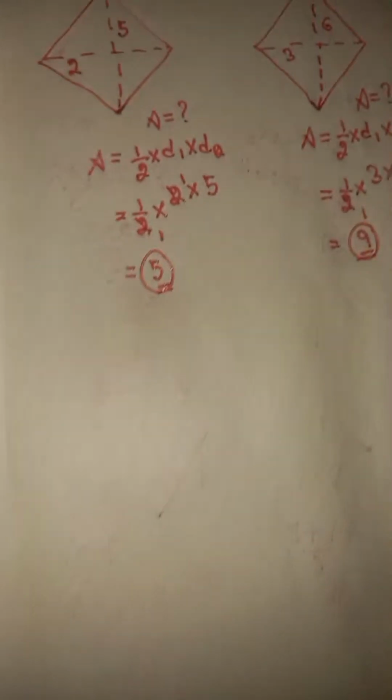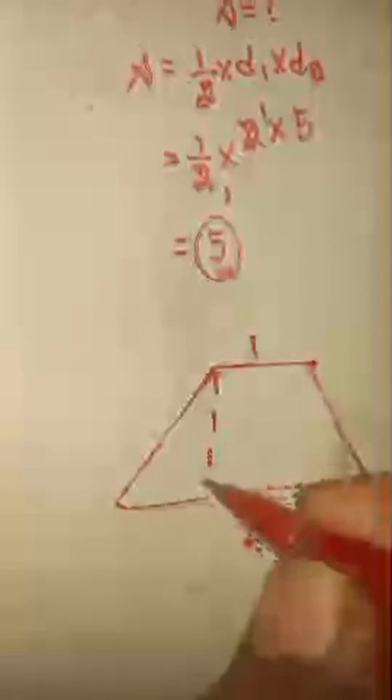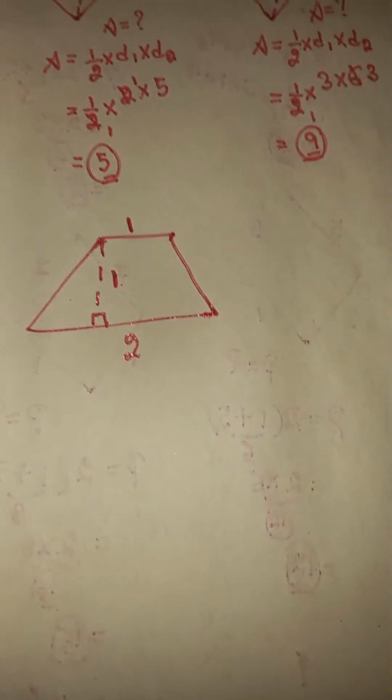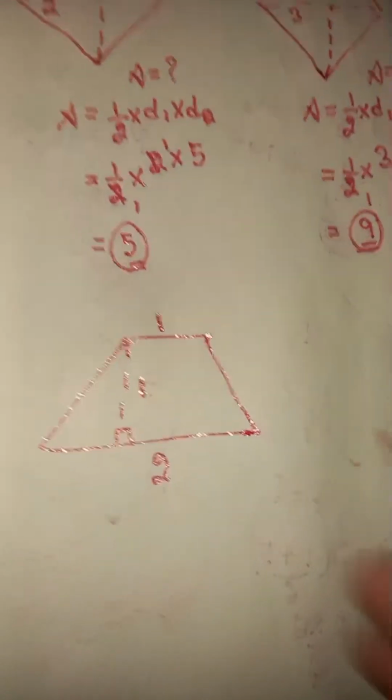All of the kites are over. I am going to tell about trapezium. The below side. You need to find out what's the area of this trapezium.